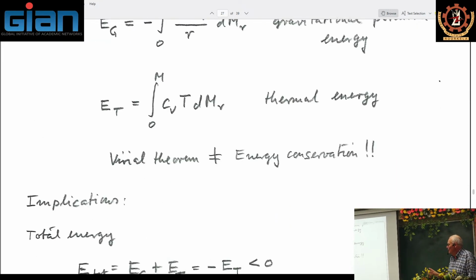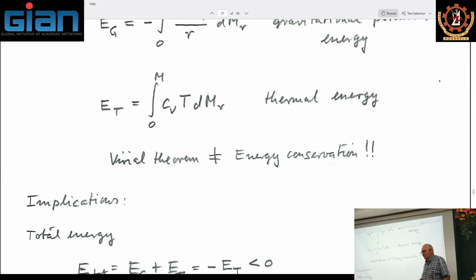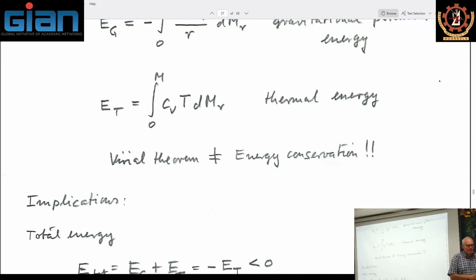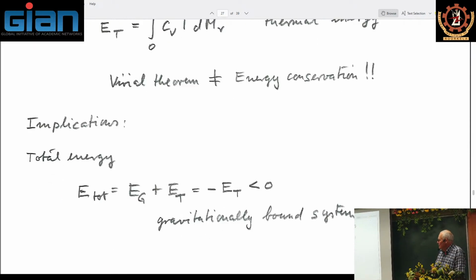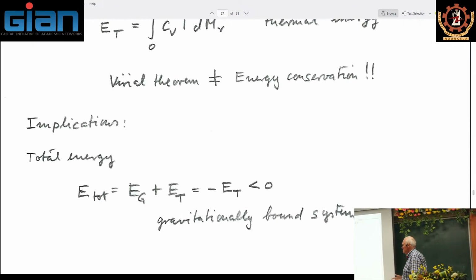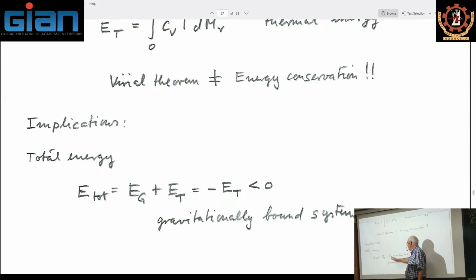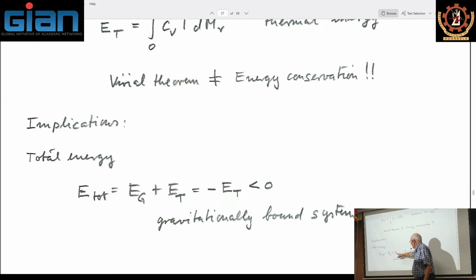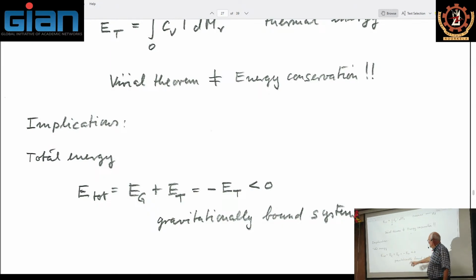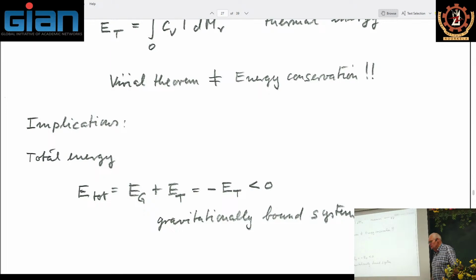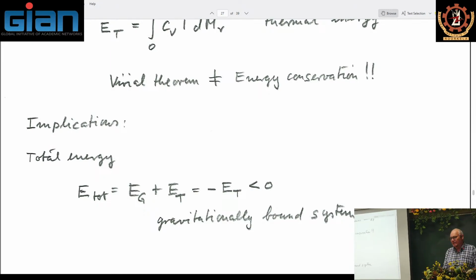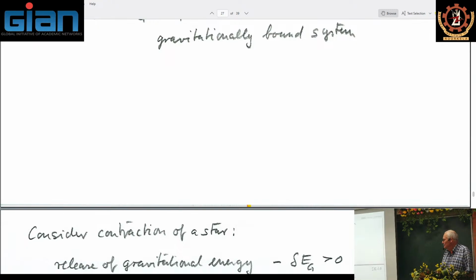So the virial theorem has nothing to do with energy conservation, and Professor Yadav already discussed the implications of the virial theorem in this form. The first one is that the total energy, which is the sum of gravitational and thermal energy, is given, with the gravitational energy being -2 times the thermal energy, by minus the thermal energy. Thermal energy is positive, so the total energy is negative, which means we have a gravitationally bound system.